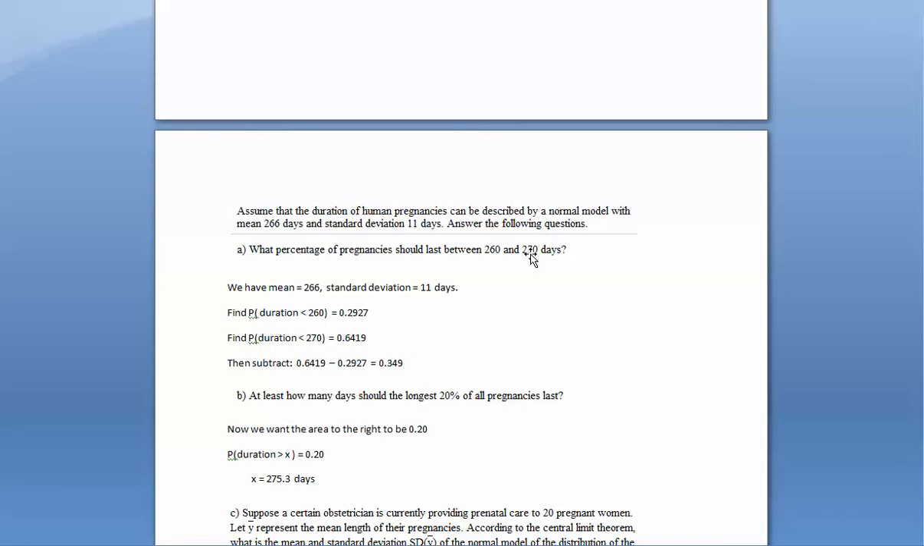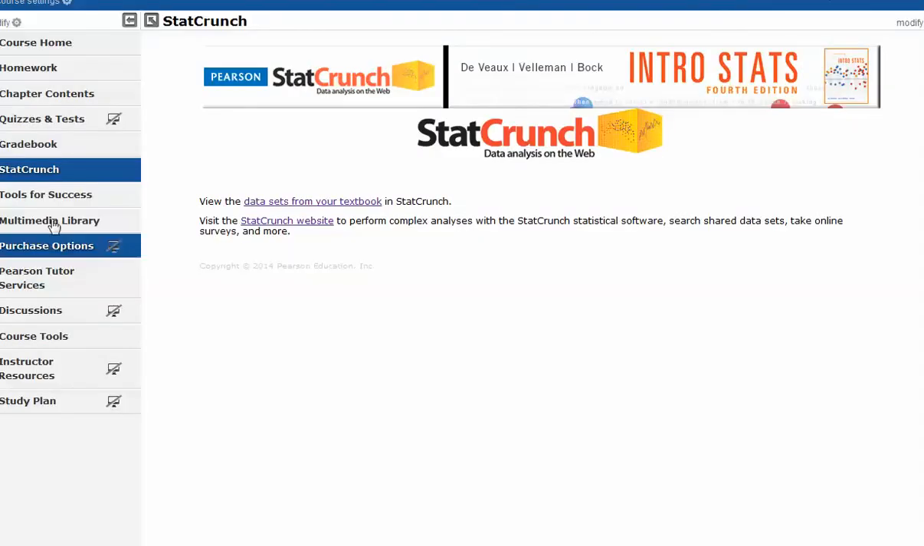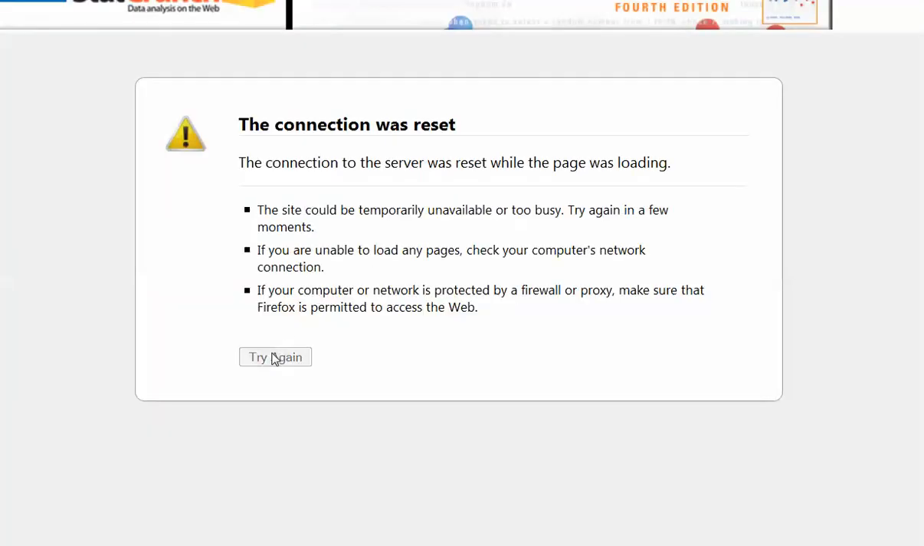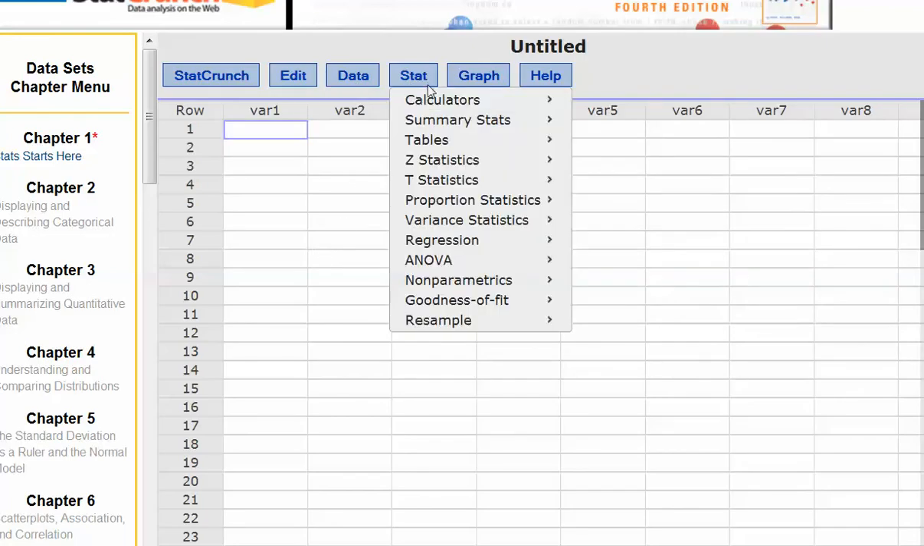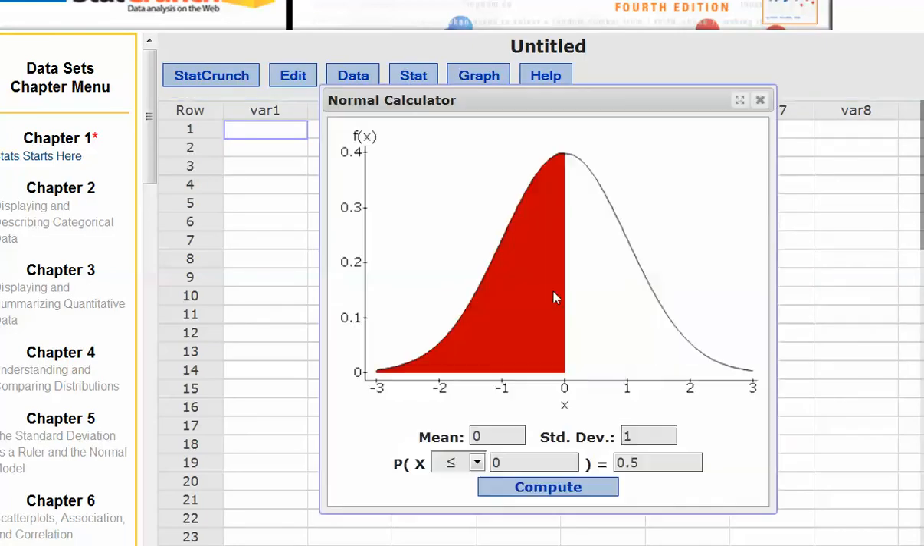So here we're just talking about one pregnancy. We're going to use the mean of 266 and the standard deviation of 11, and we want to know between those two numbers. So let's go to StatCrunch, and we're going to go to the datasets option, and it'll load in just a second. And so we're going to go ahead and go to Stat, Calculator, Normal.